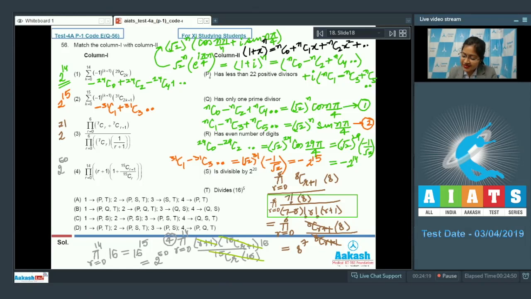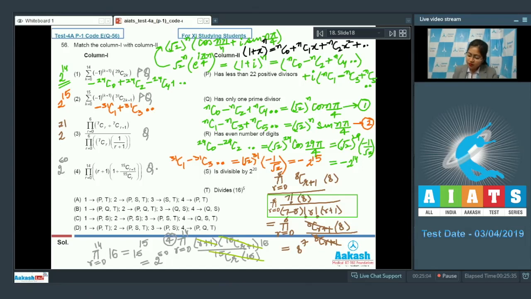Now option P says that it has less than 22 positive divisors. Option number 1, 2 raised to the power 14, has 15 divisors. So P will come here, P will come here also. As 2 raised to the power 21 has 22 divisors, option P will not come in the third and fourth option. Now option Q says that it has only one prime divisor. That is true for all the four because 2 is the only prime divisor here. Therefore Q will come in the answer of all, right?